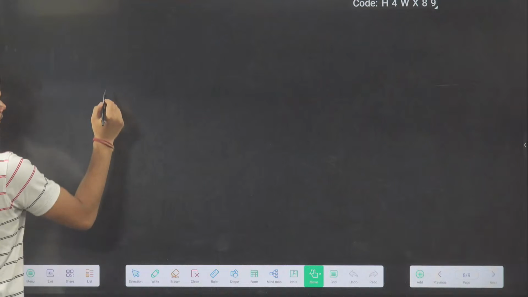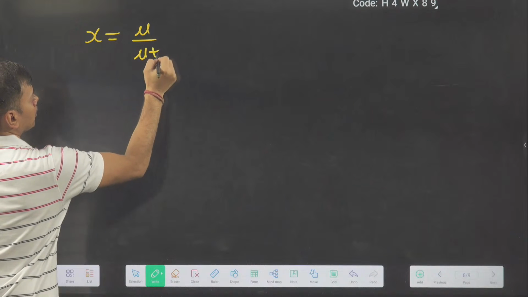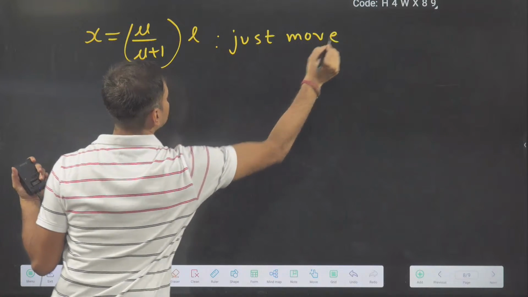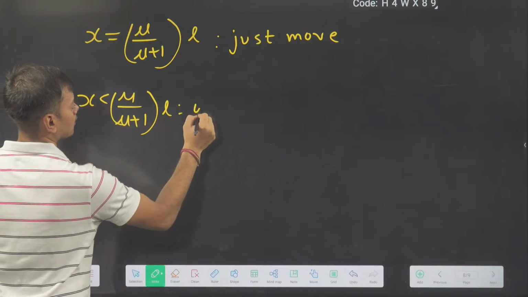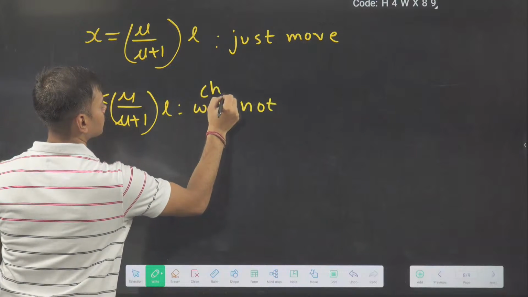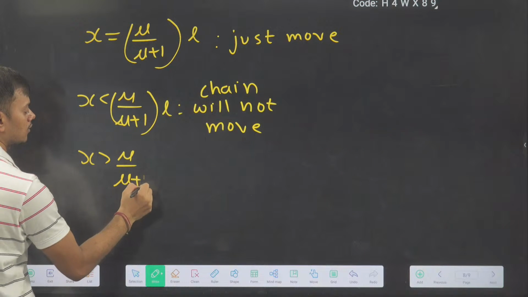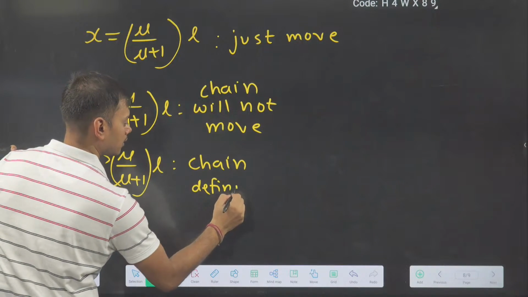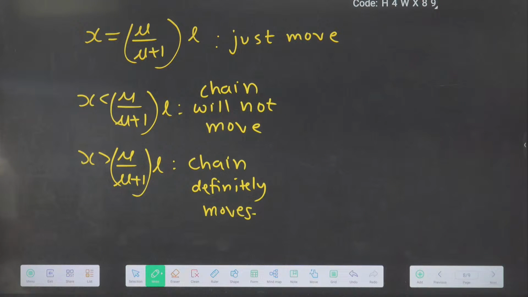So we just remembered x should be equal to mu upon mu plus 1 into L. Here the object is on the verge of just moving. If x is less than mu upon mu plus 1 into L, the chain will not move. If x is greater than mu upon mu plus 1, the chain definitely moves.